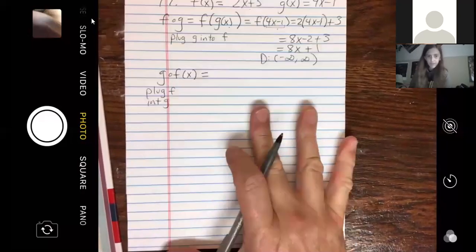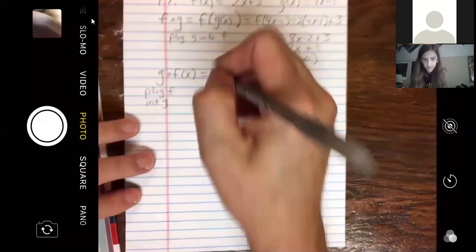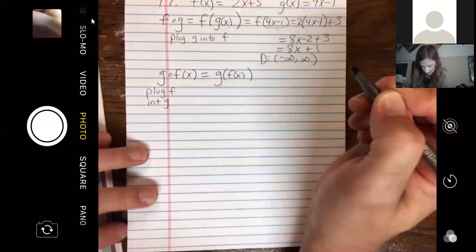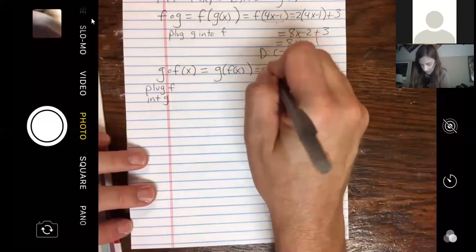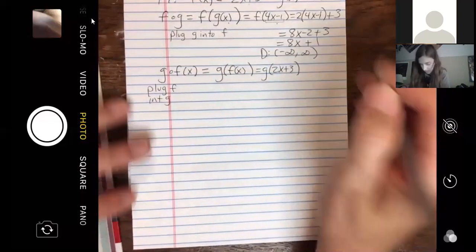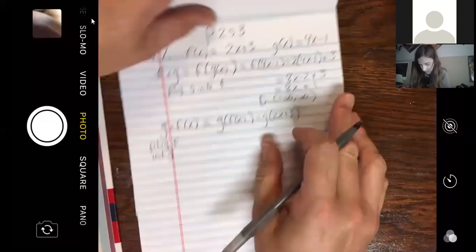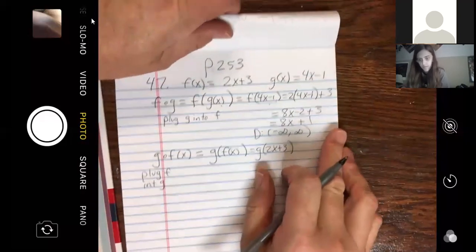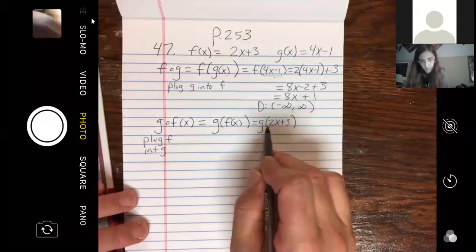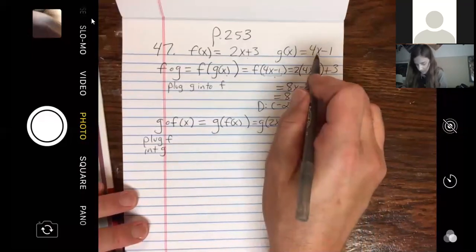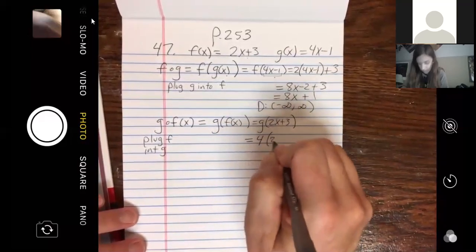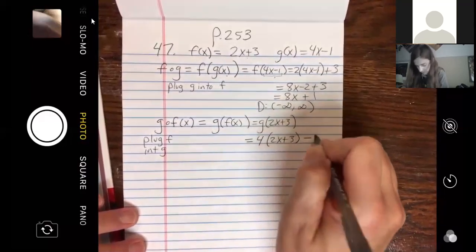Okay. This is going to take G of F of X. That'll be G of the 2x plus 3. That's short. See it? Replace F with the 2x plus 3. Now I plug the 2x plus 3 into G, where the x is. So that'll make 4 times 2x plus 3, and subtract 1.